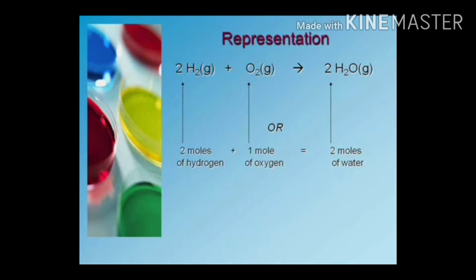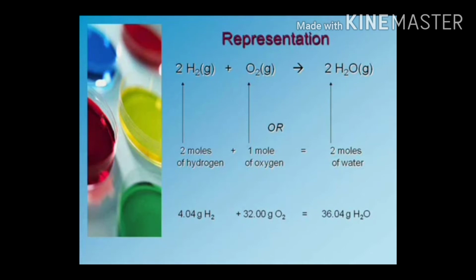So to know the exact masses of the reactants, you need to know the masses of these elements from the periodic table. So 2 moles of hydrogen will give you 4.04 grams of hydrogen. 1 mole of oxygen is 32 grams of oxygen, giving 2 moles of water. So 1 mole of water is 18 grams, so 2 moles will be 36.04 grams of water.